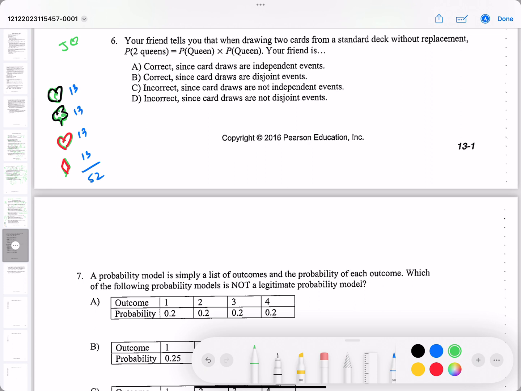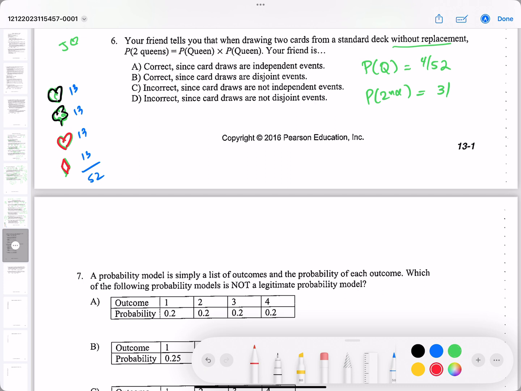Your friend tells you that when drawing 2 cards from a standard deck without replacement, meaning taking it out and not putting it back, the probability of 2 queens is probability of queen times the probability of queen. Okay, the problem is I'm wanting 2 queens. So the probability of a queen is going to be 4 out of 52. And the probability of a second queen, without replacement, is different, because I took one out. Now I have 3 queens left because I already took one out. It says I'm not replacing it.